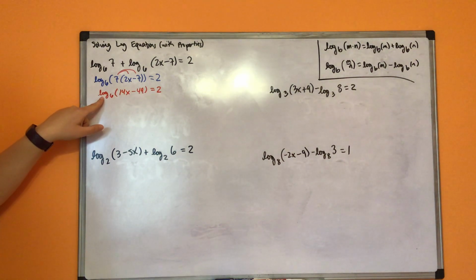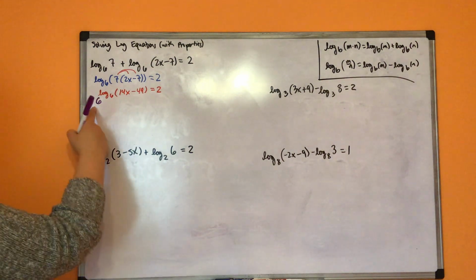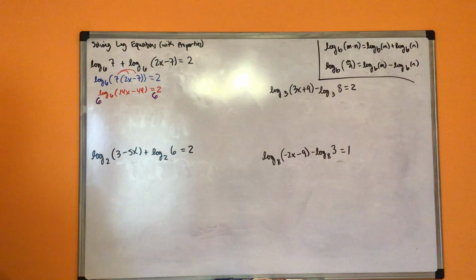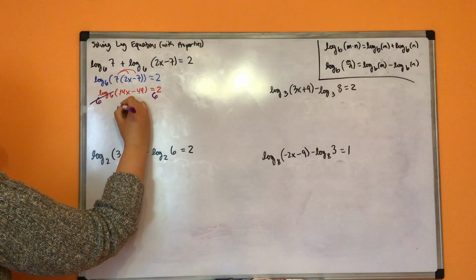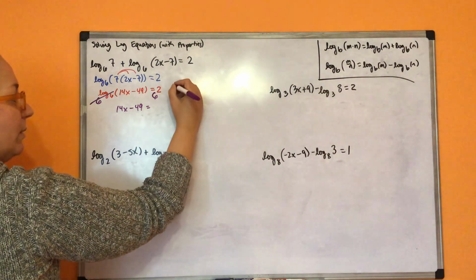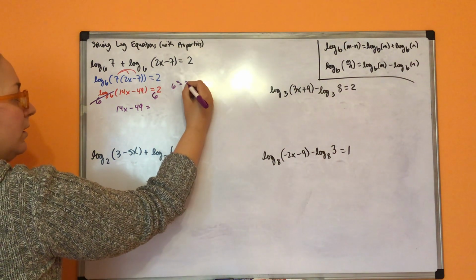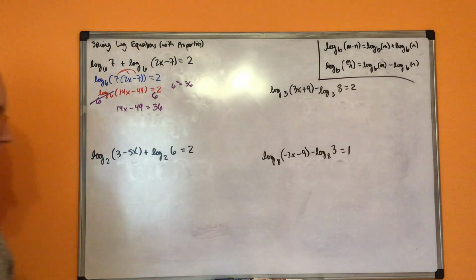Now this looks more like things we did in the previous lesson. To get rid of this log base 6 or cancel it out, I'm going to use a 6 base here. Anything I do to one side, I have to do to the other. 6 and log base 6 cancel. So I get 14x minus 49 equals, remember this is 6 squared, which is 36. So this side of the equation becomes 36.